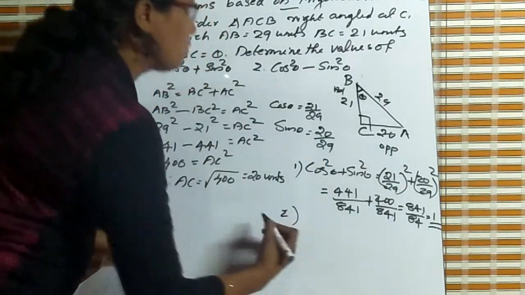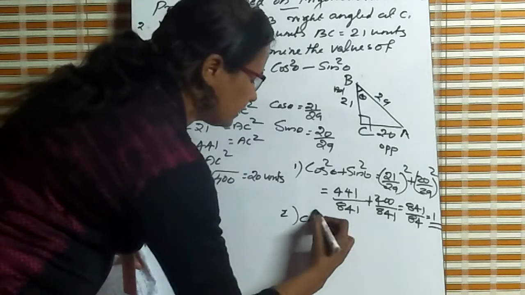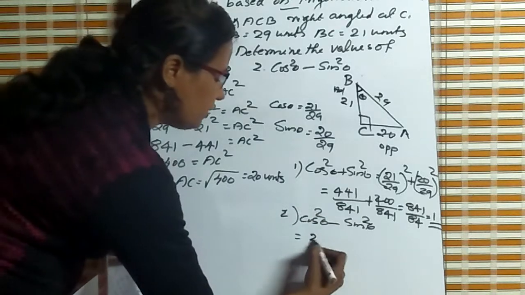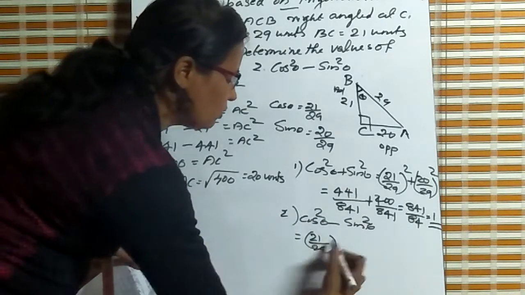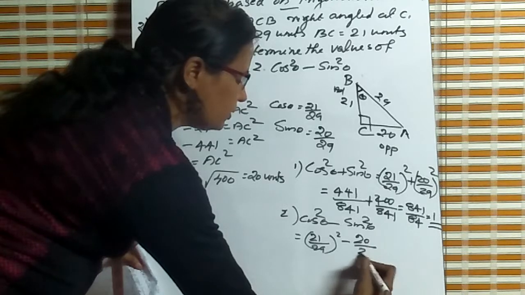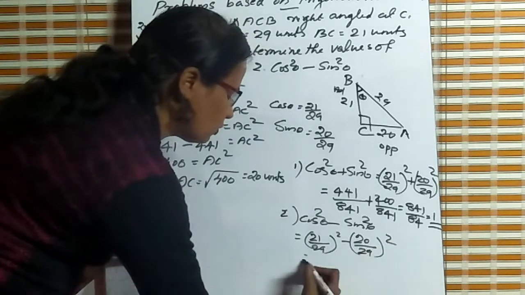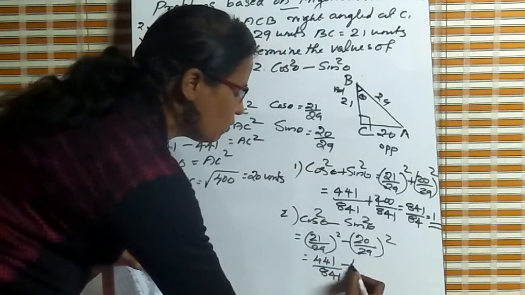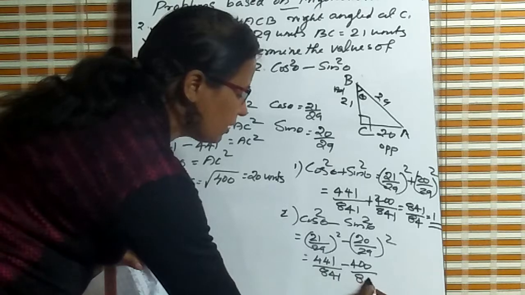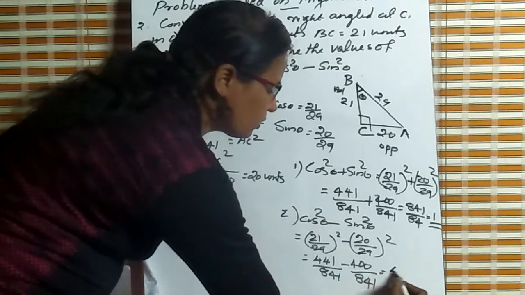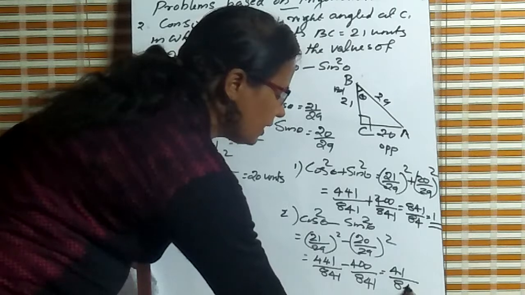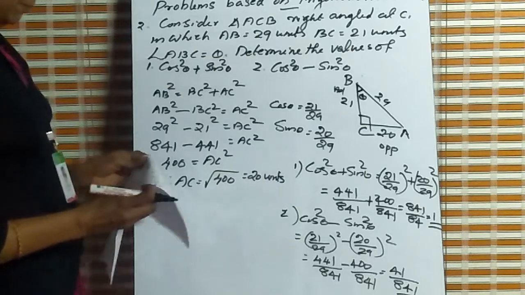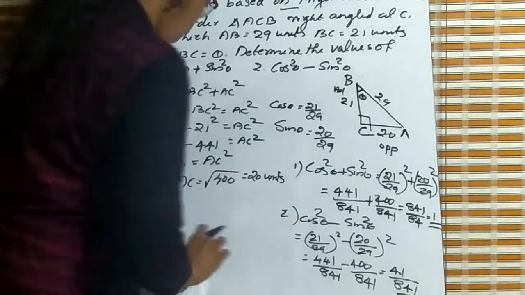Then the second question, cos square theta minus sin square theta. Substitute the values: 21 by 29 the whole square minus 20 by 29 the whole square is equal to 441 by 841 minus 400 by 841, which is 441 minus 400 is 41 by 841. Cos square theta minus sin square theta is equal to 41 by 841.